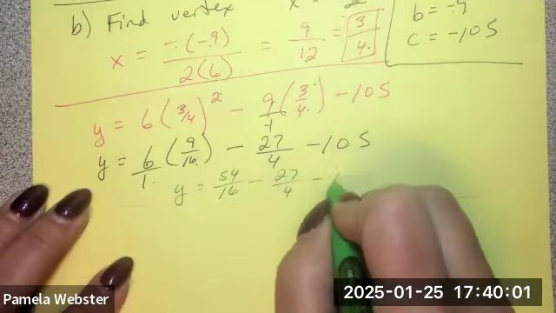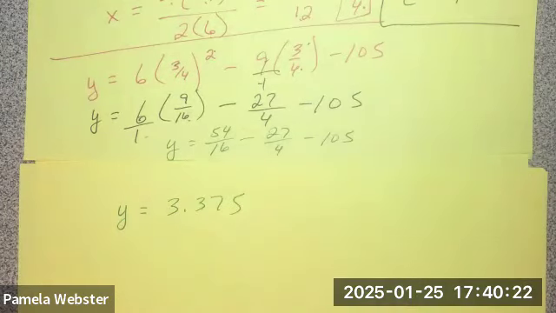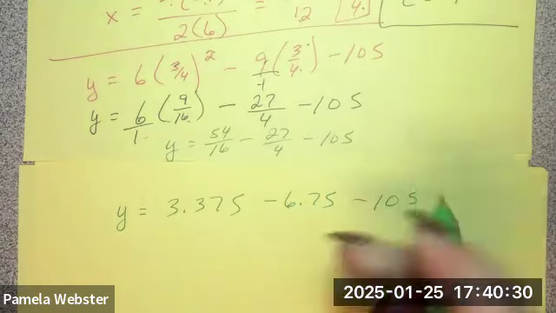Okay. Again, we can get the common denominator. Again, you can go ahead and do this on the calculator just for time's sake because I feel like I'm running out of time. I'm going to punch this guy on the calculator. 3.375. Oops. Minus 6.75 minus a 105.